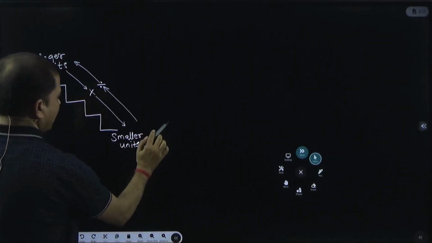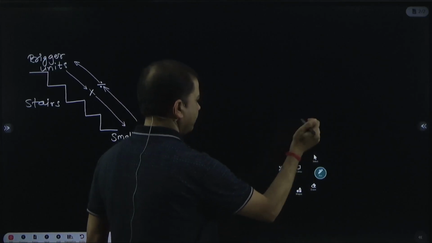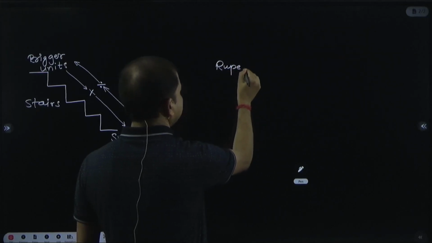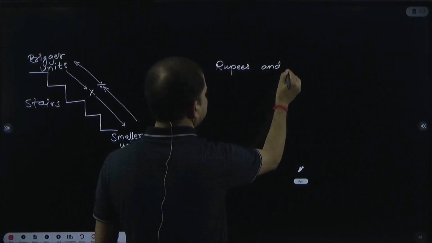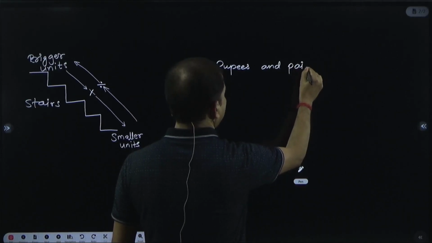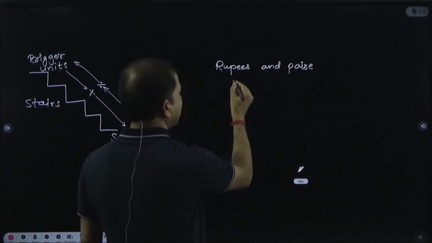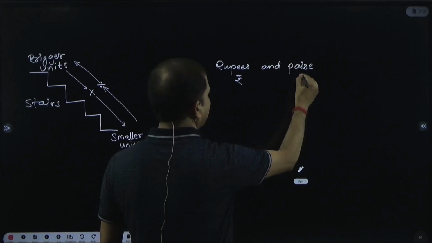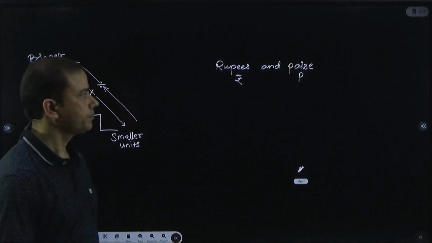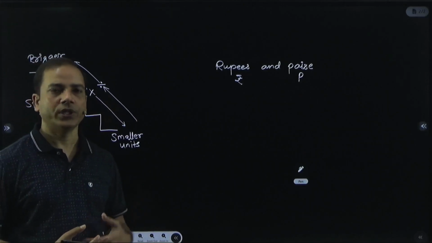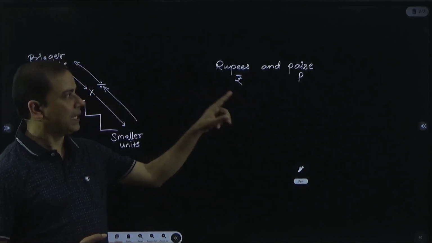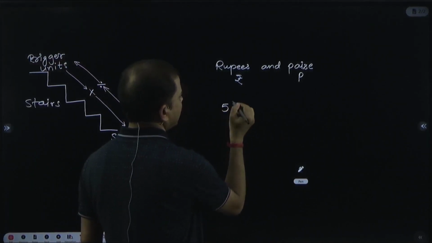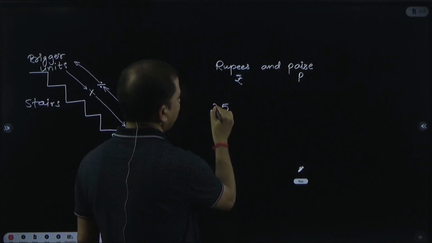So the first example I'm going to take is rupees and paise. For rupees, I'll make the symbol of rupee, and for paise, I will write P. Let us see how to change rupees to paise and paise to rupees. First, let us convert 5 rupees into paise.